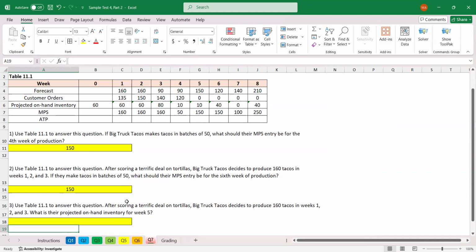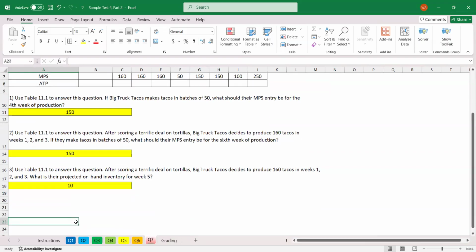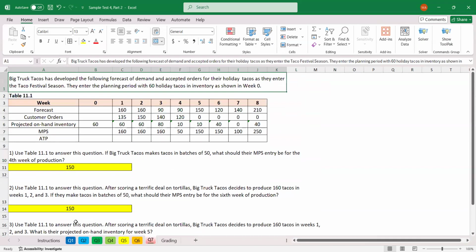With the same data here, what's the projected on-hand inventory for week 5? For week 5, projected on-hand is going to be 10. Okay. All right. And that's all that we need to answer for these questions here.